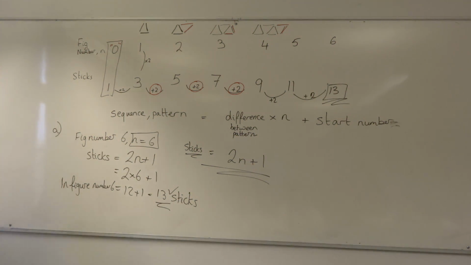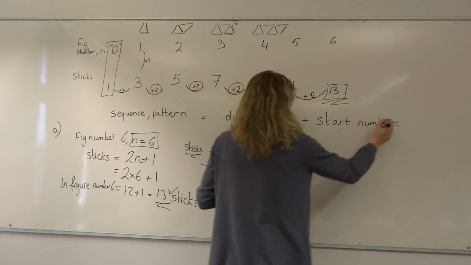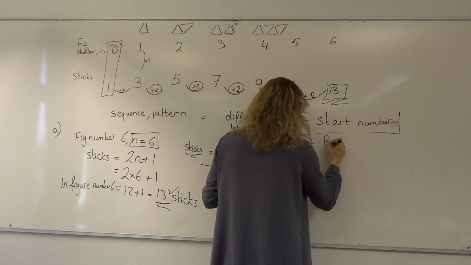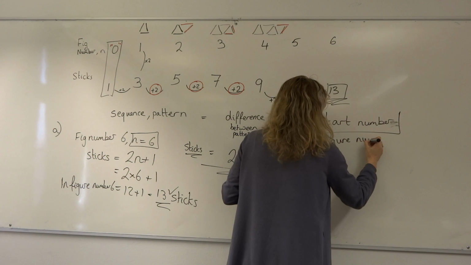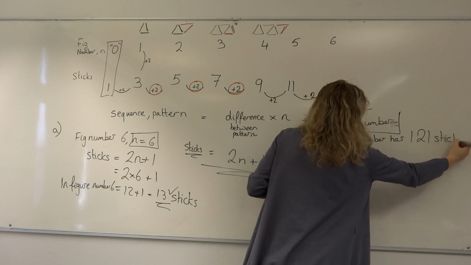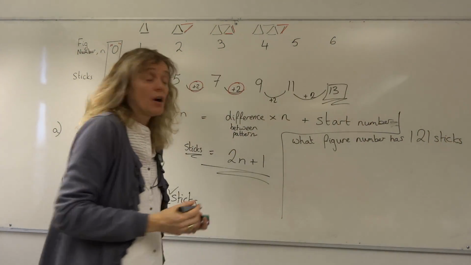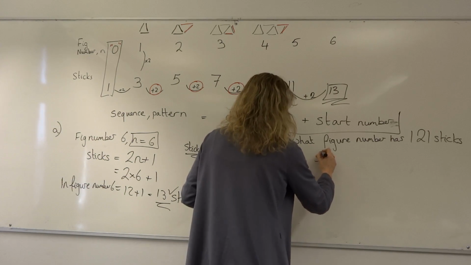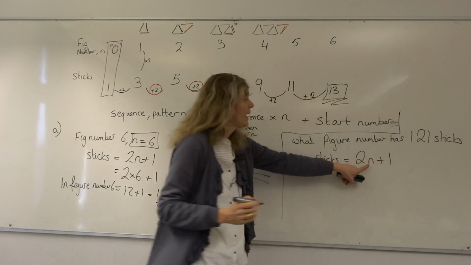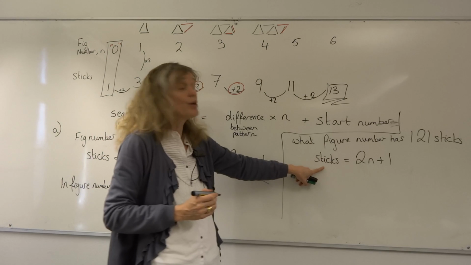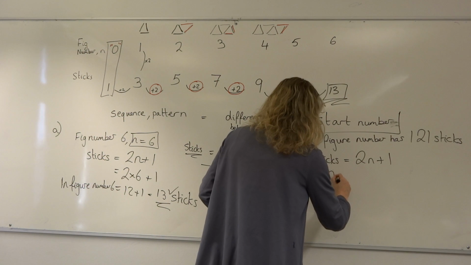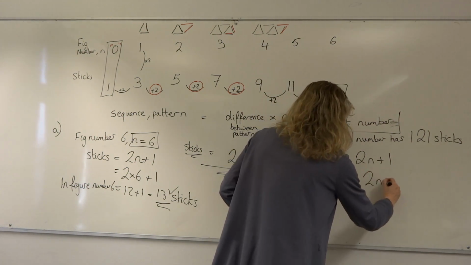Then the next question was, if we have 121 sticks, what figure number has 121 sticks? Well, we have a formula for our sticks and our figure number. We know that sticks is the same as 2n plus 1. N's the figure number, and that's the one we don't know. But we do know the number of sticks, so we put the real number of sticks where we see the word sticks. So 121 equals 2 lots of n plus 1.